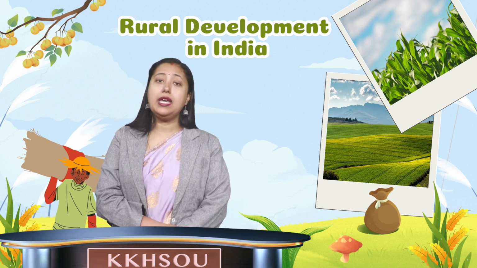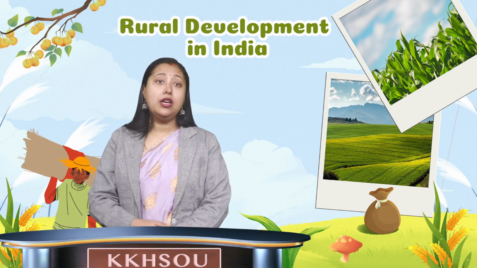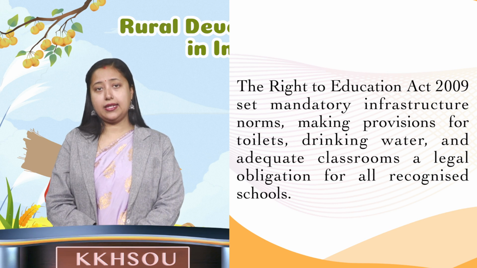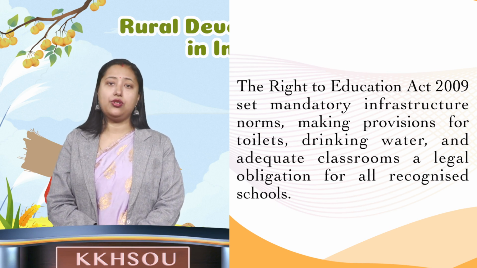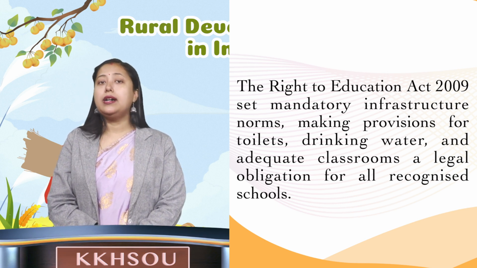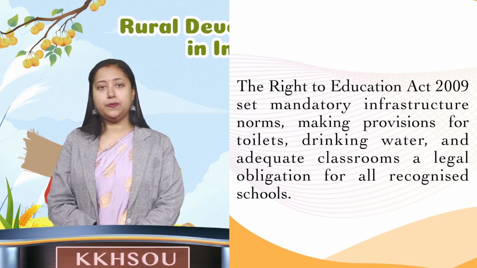Now comes the status of rural educational infrastructure in India. How is rural education at present, in which state? Since independence, India has made significant and commendable progress in expanding rural schooling. The number of schools has grown tremendously. Enrollment rates at the primary level have improved substantially, and various government schemes have contributed to visible improvements in physical infrastructure. The Right to Education Act 2009 set mandatory infrastructure norms, making provisions for toilets, drinking water, and adequate classrooms a legal obligation for all recognized schools.